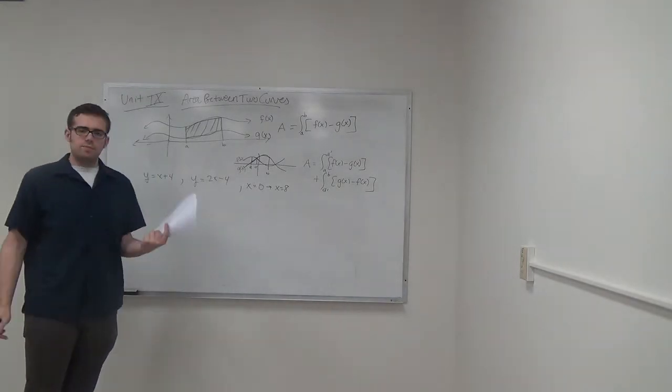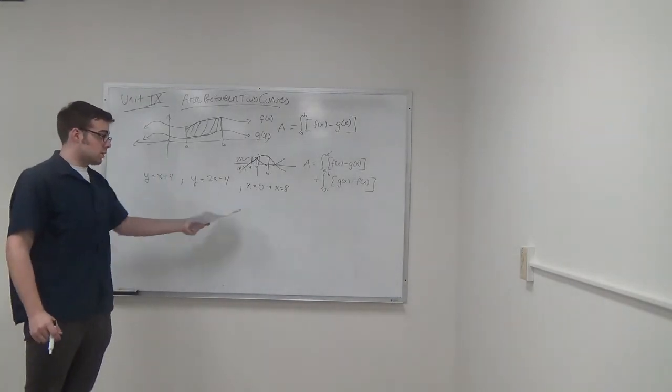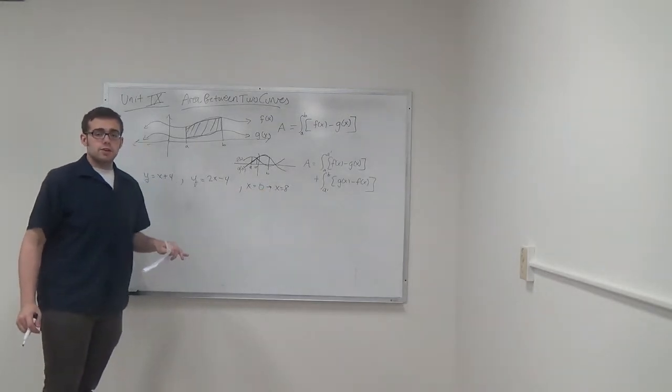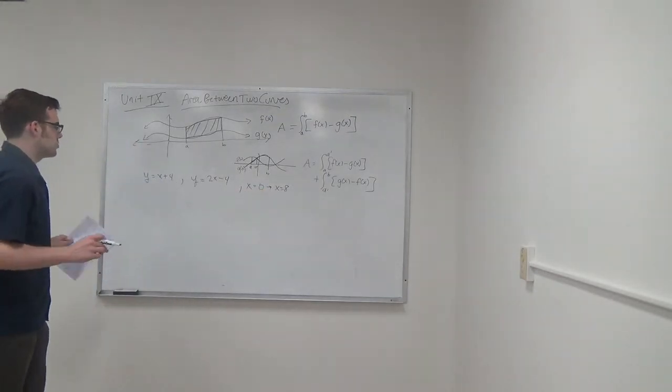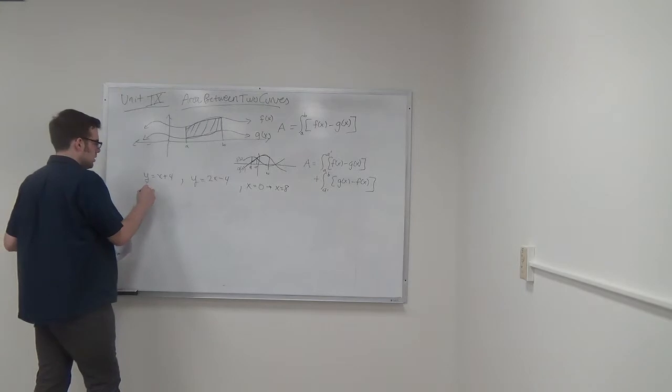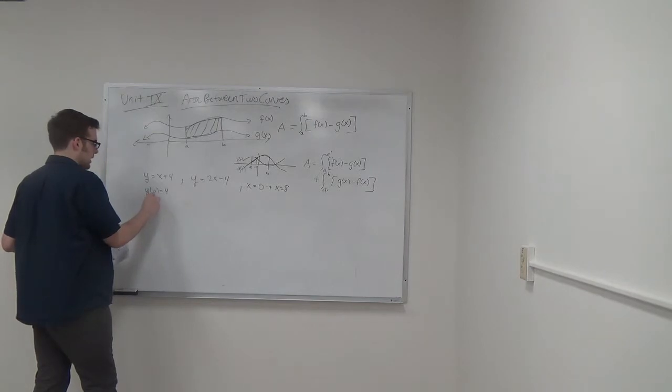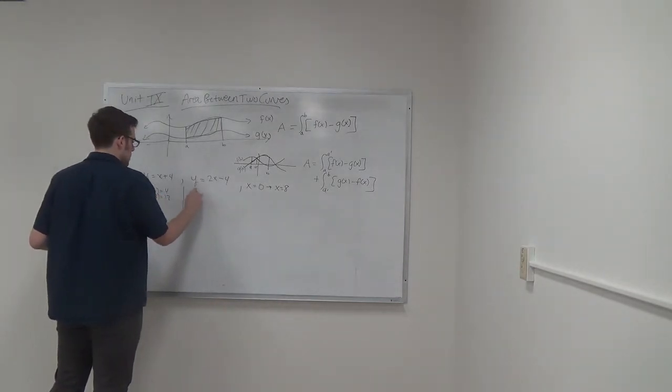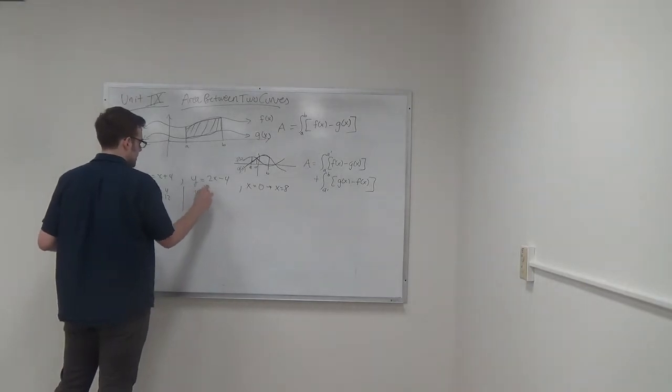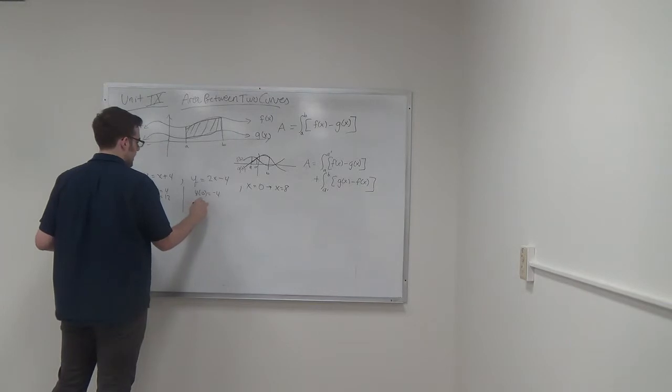Okay, so these are both linear equations, so once again we can check the values of each of these functions. y at 0 is equal to 4, y at 8 is equal to 12. y at 0 is equal to negative 4, y at 8 is equal to 12.